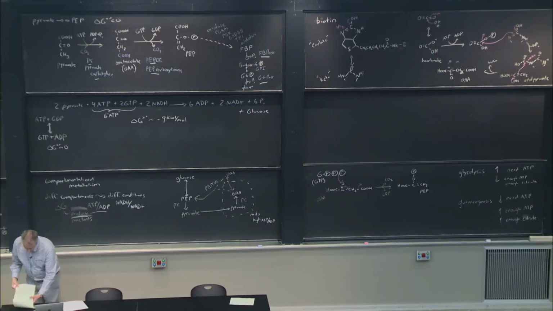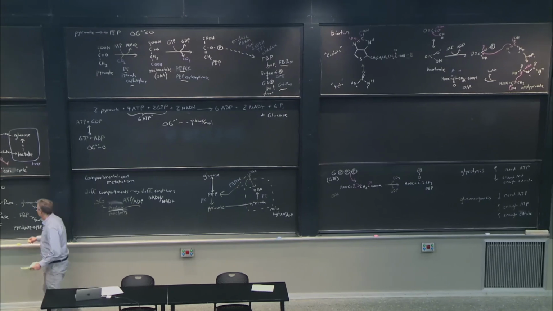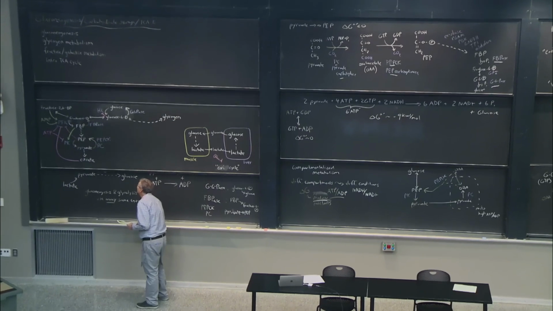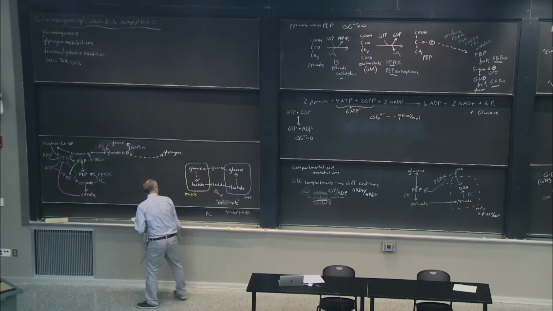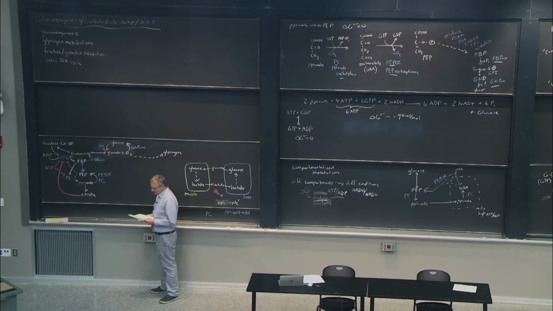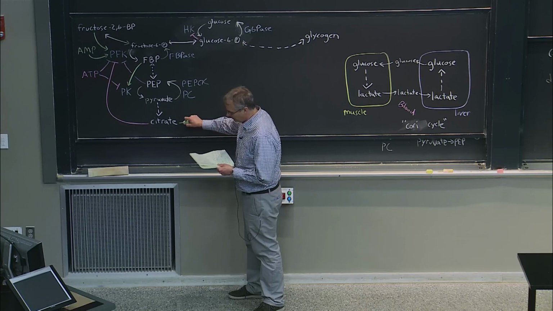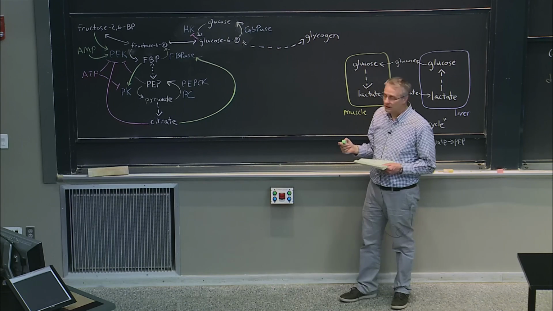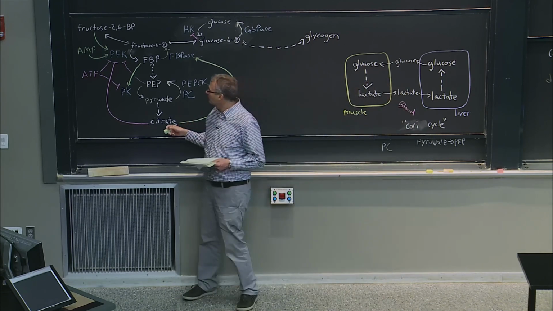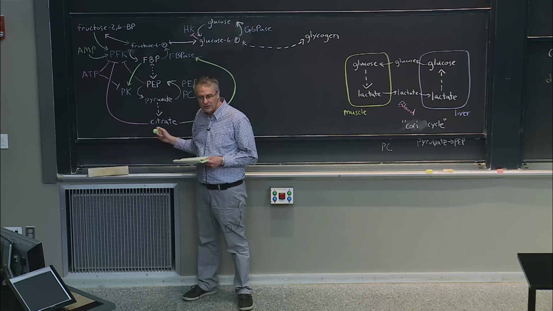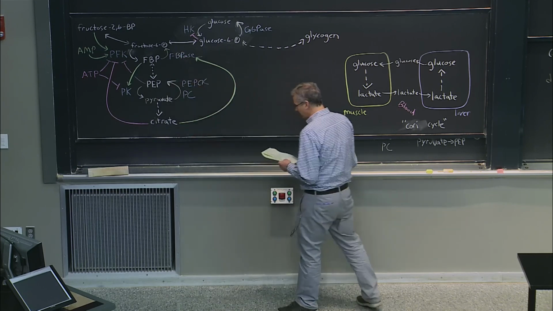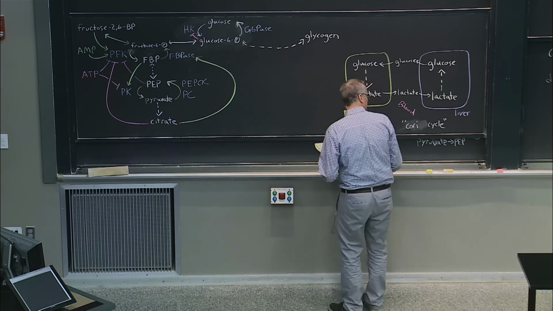And so let me just add that regulation here. And so major regulators of gluconeogenesis are as followed. High levels of citrate are going to stimulate fructose 1,6-bisphosphatase. So high levels of citrate will inhibit things coming through glycolysis and activate gluconeogenesis by acting at fructose 1,6-bisphosphatase.